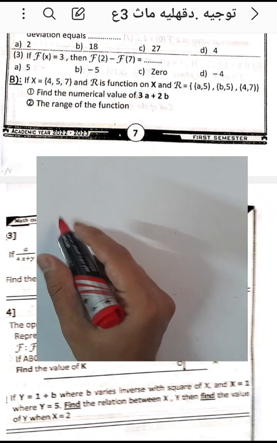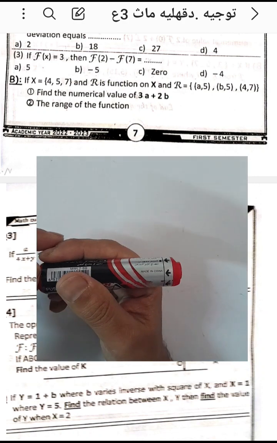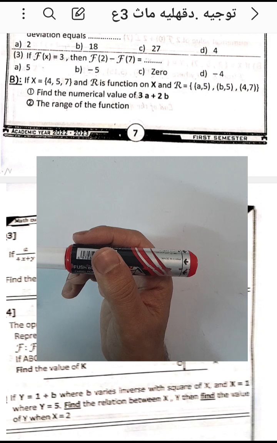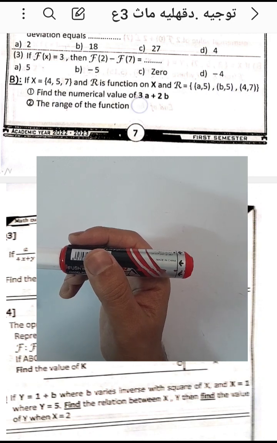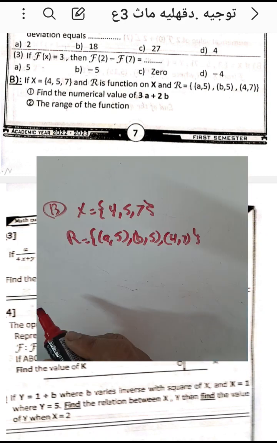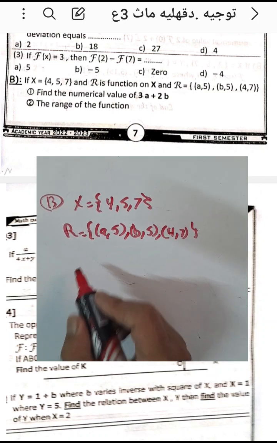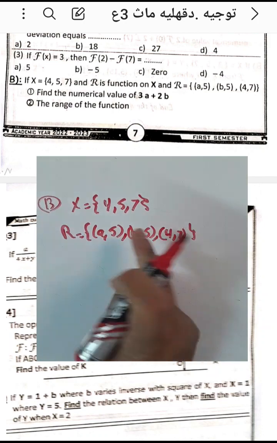Next question, we have if x equals set of 4, 5, 7 and r is a function of x and r equals ordered pairs (a, 5), (b, 5), (4, 7), find the numerical value of 3a plus 2b. First we have here the function about x, 4, 5, 7.